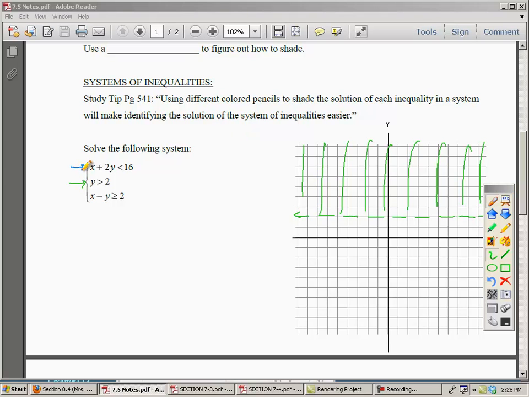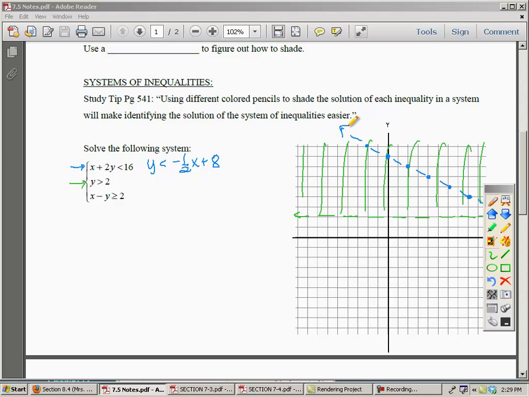and let's solve this first equation. Once you solve it, you end up getting that y is less than negative 1/2 x plus 8. So I'm going to graph that. Let me go up to 8. 1, 2, 3. And negative 1/2 means I go down 1 and over 2. And I'm going to go left 2 and up 1. And because it's just a less than, I'm just going to make this a dotted line.